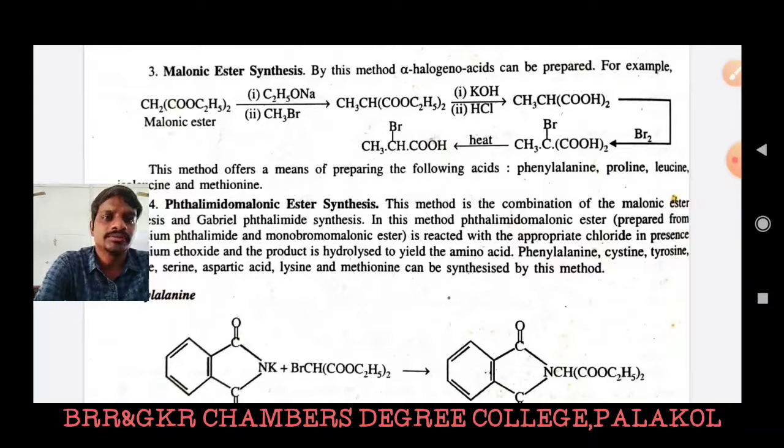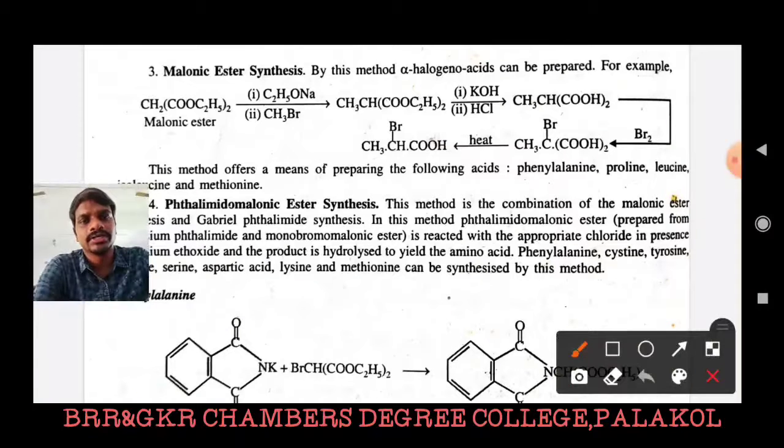So malonic ester, on treatment with base, produces a carbanion. Malonic ester is an active methylene compound, because the CH2 group is attached to two strongly electron withdrawing groups, so the two hydrogens act as acidic hydrogens.